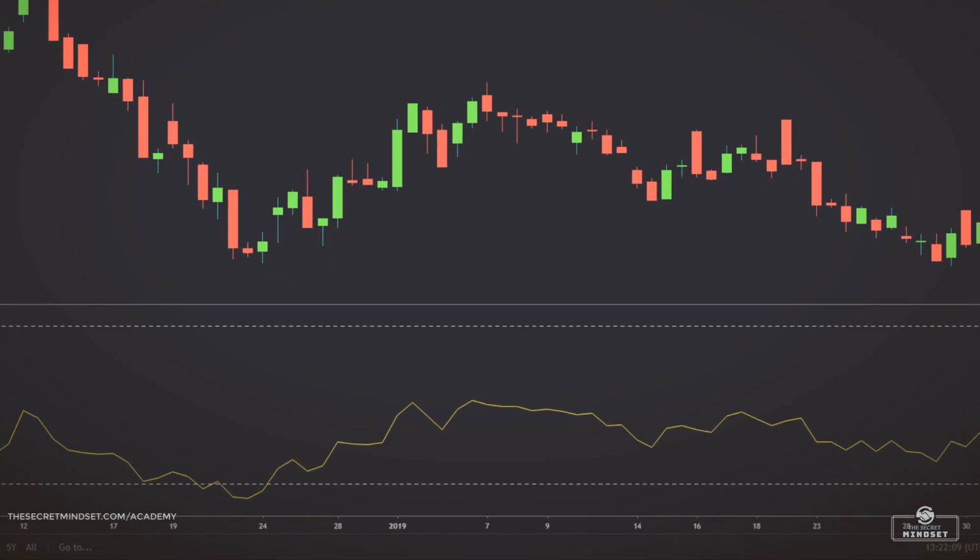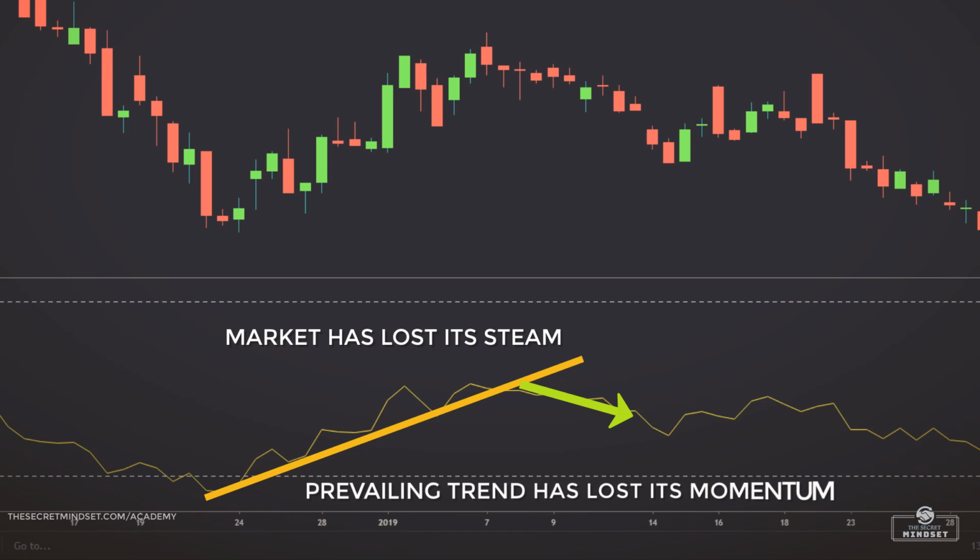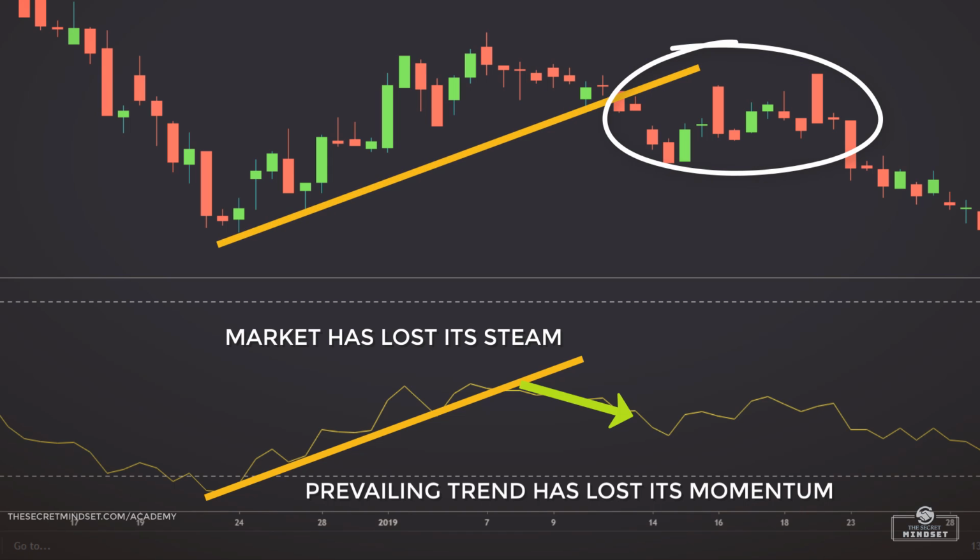The rules of this technique are straightforward. We only need to connect the most recent RSI peaks or valleys with a trend line, and we search for a breakout of that trend line, which will warn us that the market has lost its steam and that the prevailing trend has lost its momentum. There is one more condition that needs to be satisfied in order to enter a trade. We need the price to still be trading below its trend line, so we'll need the RSI trend line to be broken and the price to be trading below its trend line.